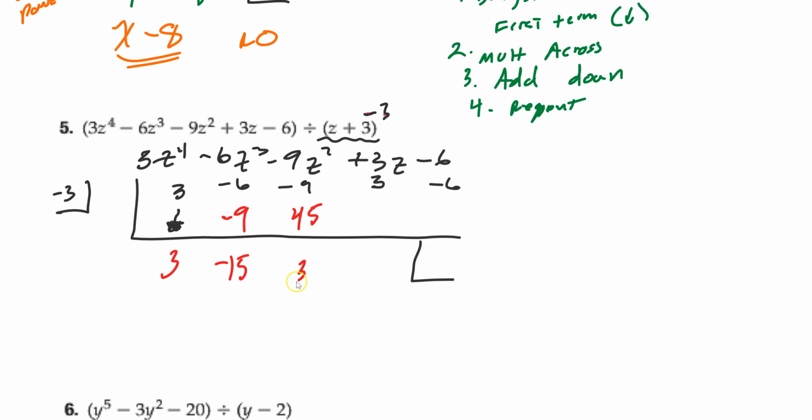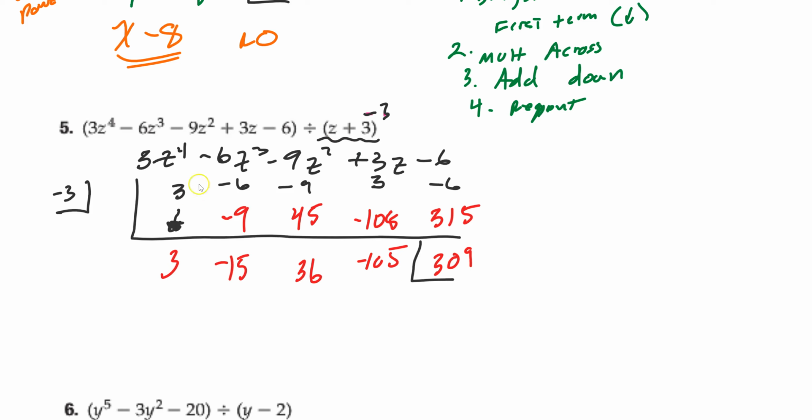Add down, 36. Multiply across, negative 108. 90 plus 18. Yeah, negative 108. Add down, negative 105. Oh, gee. Multiply across, positive 315. And then add down, 309. Hope that's right. Otherwise, I'll have embarrassed myself more than once today.